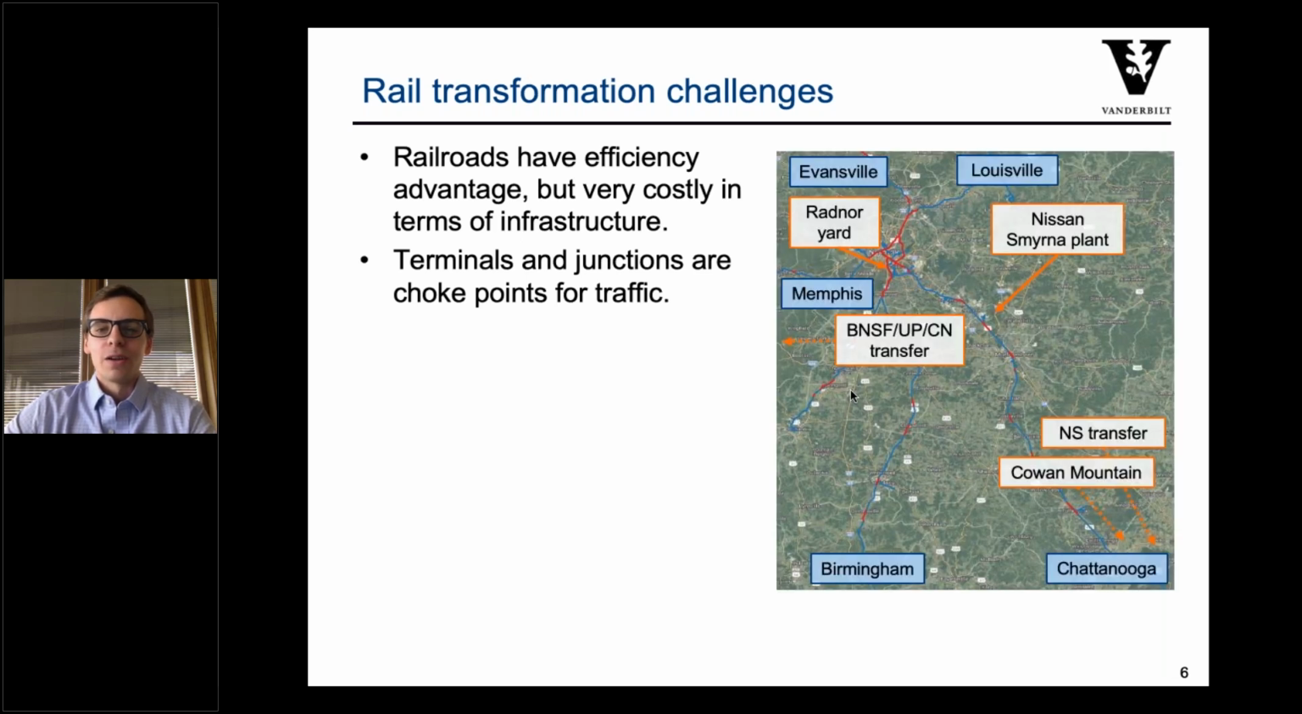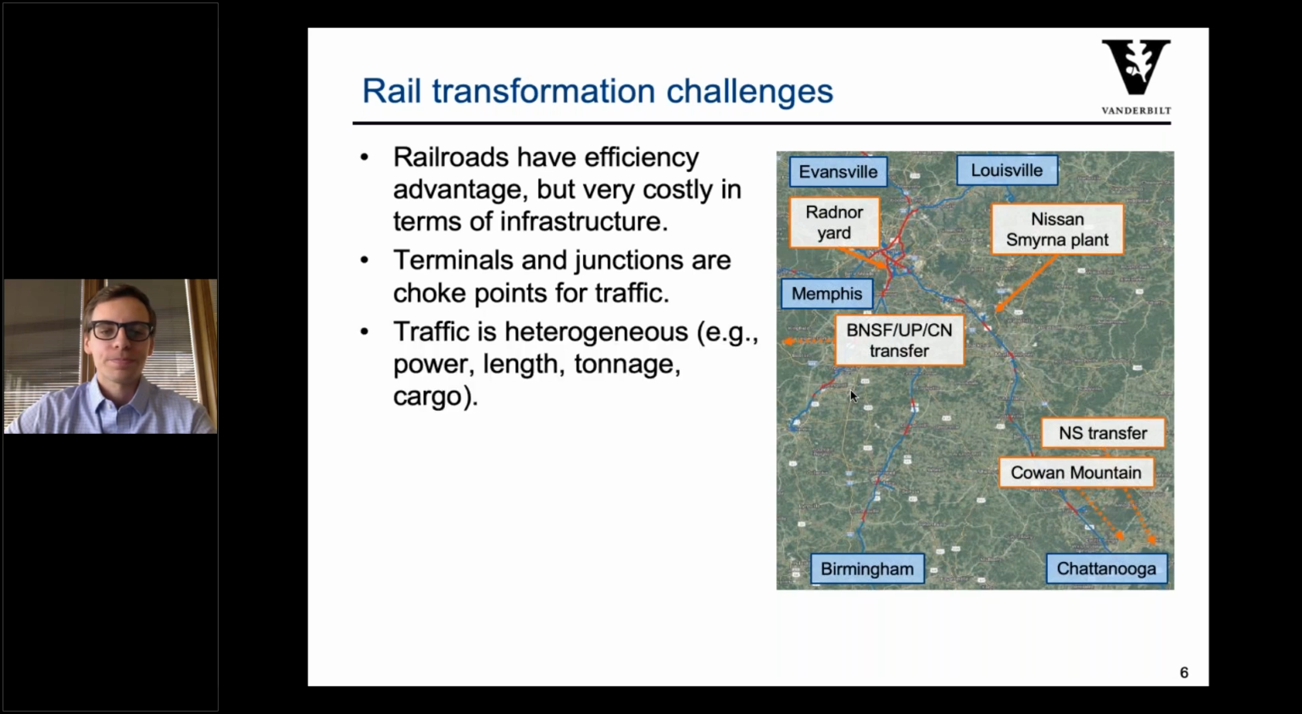This is a map of just the Nashville area. This is a vital junction point for railroads around the Southeast. And just in coming into Nashville, we have 5 different lines headed out to major cities around the region. So this point requires enormous coordination, and this is one of those choke points that can really dictate how well the railroad can function.